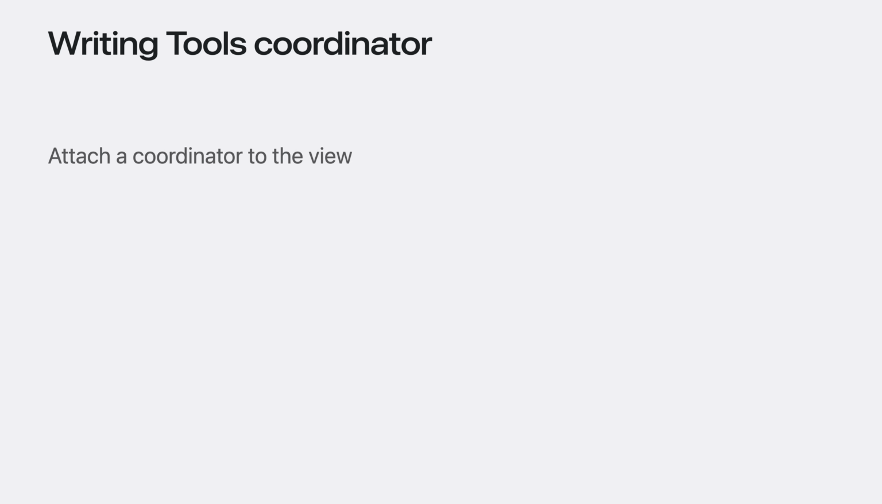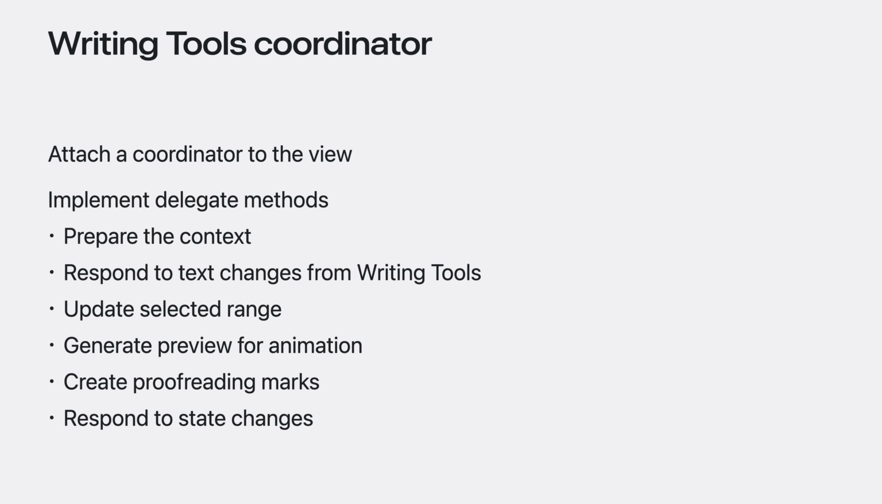The writing tools coordinator manages interactions between your view and writing tools. You attach a coordinator to your view and create a delegate to implement the writing tools coordinator delegate methods. The delegate prepares the context for writing tools to work on, incorporates changes, provides preview objects to use during animations, provides coordinates for writing tools to draw proofreading marks, and responds to state changes. To bring it all to life, let me walk you through a quick demo.